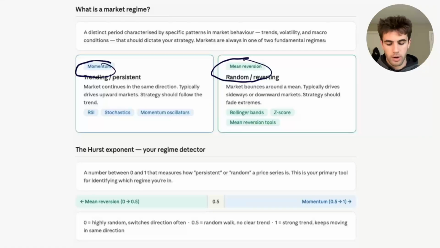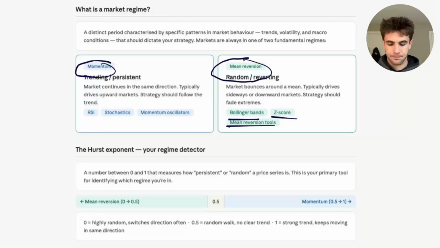If it's a momentum, trend following market that's bullish, maybe you employ a long only strategy and follow that trend. Whereas if it's in mean reverting behavior, this is typically in more of a bearish market. You may want to use mean reversion tools, Bollinger Bands, Z-score, different tools that are going to give you a strategy that focuses on trading towards the mean. So it could either be a short towards the mean or a long towards the mean, but it's normally in a bearish market.